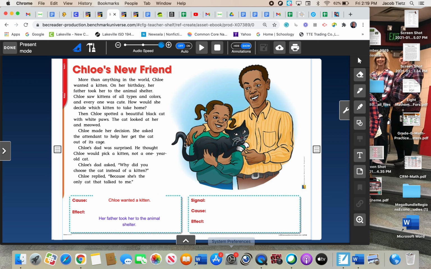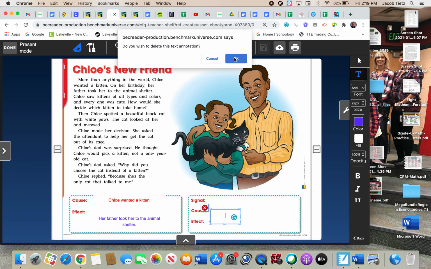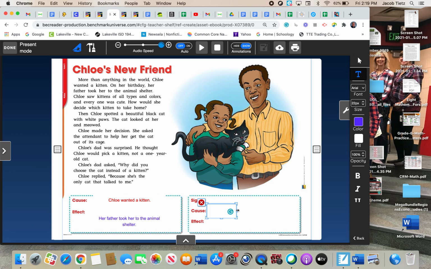Now, the other cause and effect comes when Chloe made her choice of which cat or which kitten she wanted, right? So the cause is... so we have the cause, okay? She chose a cat, right? Why did she choose that cat? And that was because she's the only cat that talked to me.